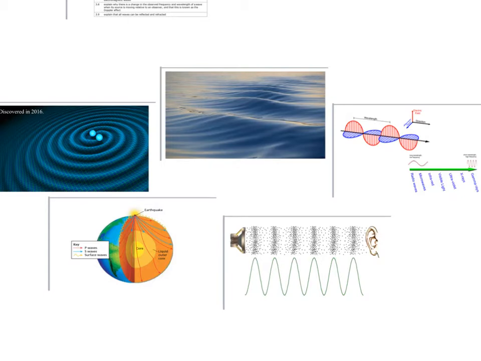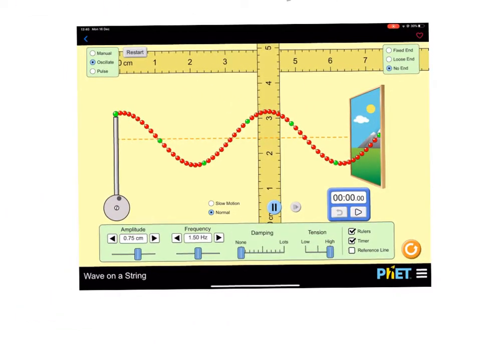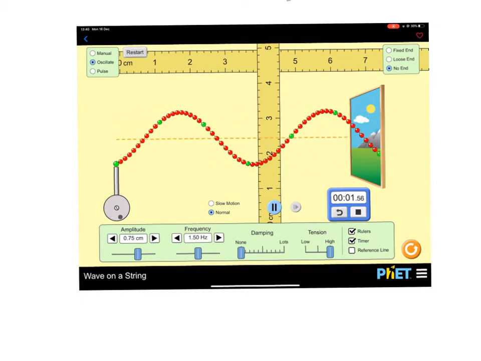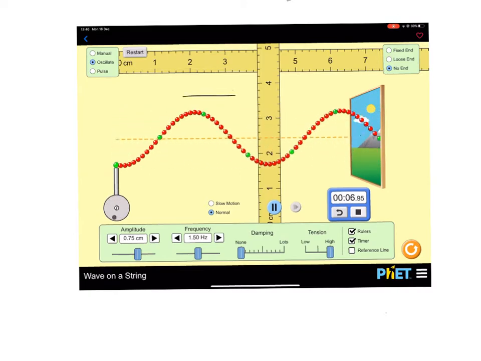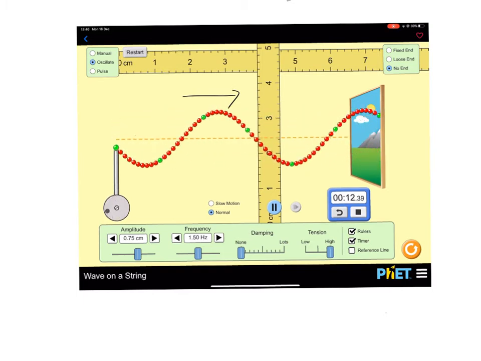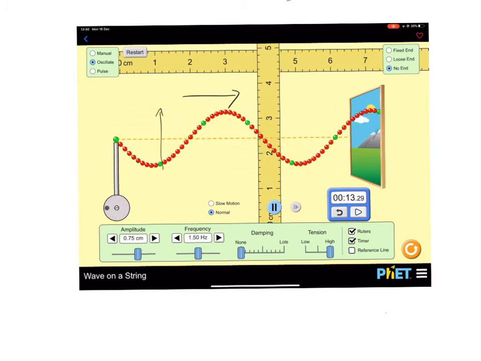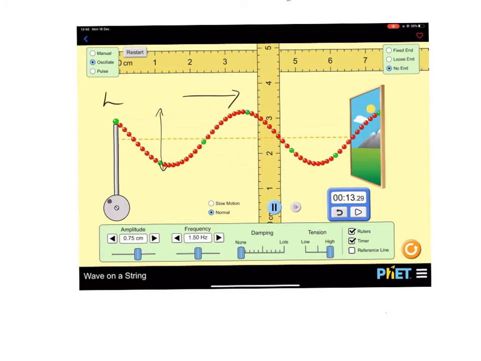It's basically nature's way of transferring energy from one point in space to another without the net movement of matter. So, for instance, if I press play on this video and very quickly mute it, you'll see that these waves are being produced by this oscillator on the left, and they're moving from left to right. If you look at one of the green balls, which make up part of this string, they're just oscillating up and down. They're not actually moving from left to right. Yet you can definitely see waves carrying energy from this side, the left, to the right.